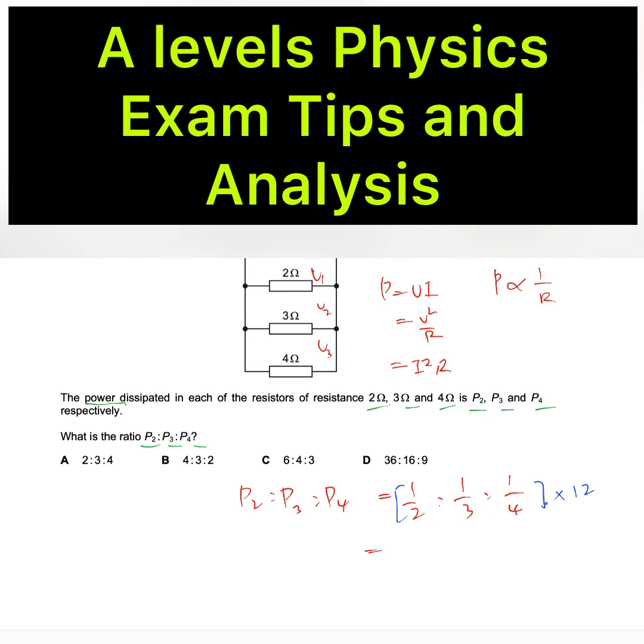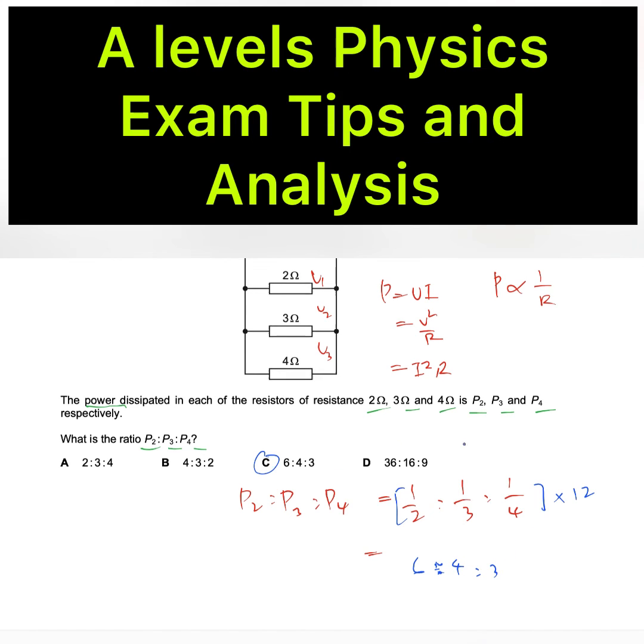So you find that the first one will be 6, the second one will be 4, the third one will be 3, and then you have to look for the correct answer. The answer will be C. So we have 6, 4 and 3 for this question.